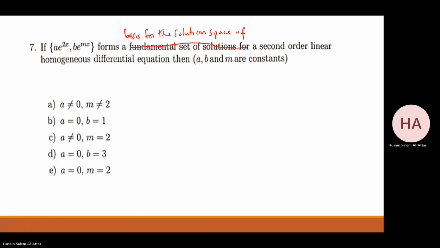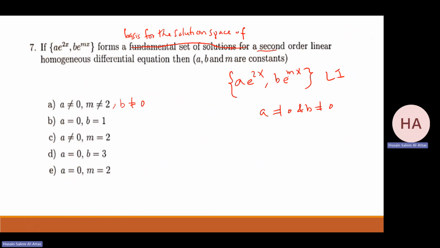Okay. If these form the bases, then what do I have? Also I need b not equal to 0, because b cannot be equal to 0. So this is a second order, so I need two functions. These are the two functions. And I want them to be linearly independent. So for sure, I need a not equal to 0 and b not equal to 0. And this m cannot be 2. This should be different than 2. That's it. So this is what I need.